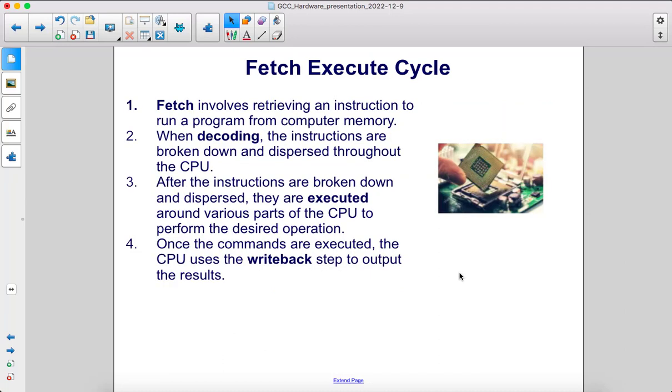Fetch involves retrieving an instruction to run a program from computer memory. When decoding, the instructions are broken down and dispersed throughout the CPU. After the instructions are broken down and dispersed, they are executed around various parts of the CPU to perform the desired operation. Once the commands are executed, the CPU uses the write back step to output the results.